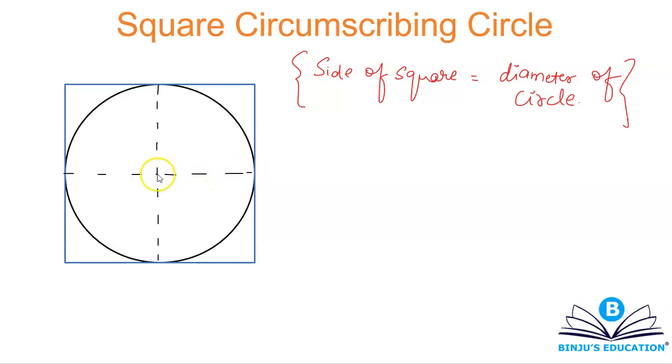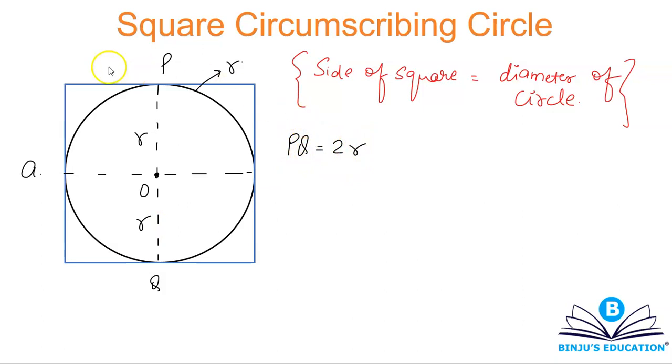You can see that the centers are basically overlapping. So you can take the side of the square to be a units and the radius of the circle to be small r. Let me name the points P, Q, and this is O. So PO is r, OQ is r, so PQ is twice r.